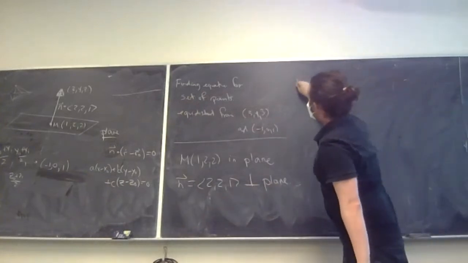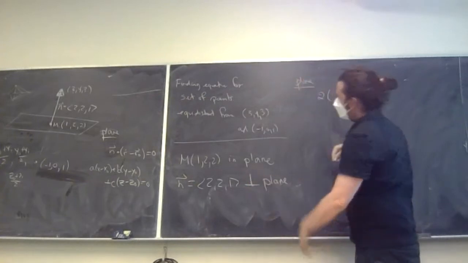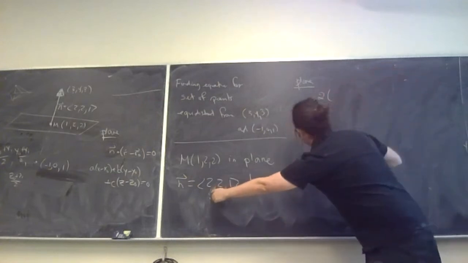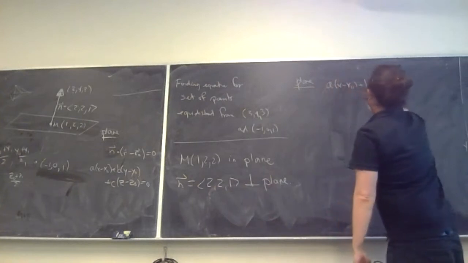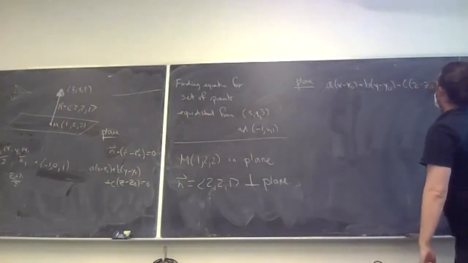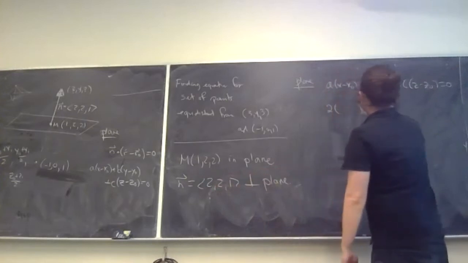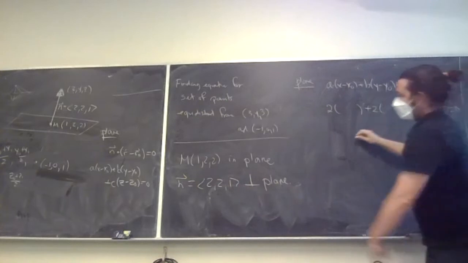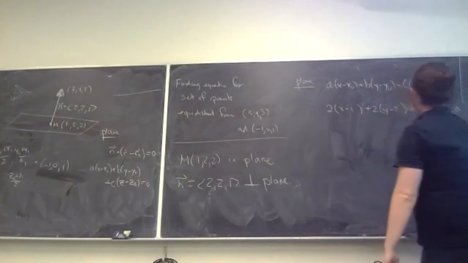And so that means that the plane must have the equation. I mean, that's the easiest way to write it. The way most people like it is not to use the vector formulation. So A times x minus x naught plus B times y minus y naught plus C times z minus z naught is equal to 0. Well, A, B, C comes from the normal vector. And then the x naught, y naught, and z naught come from the point (1, 2, 2).